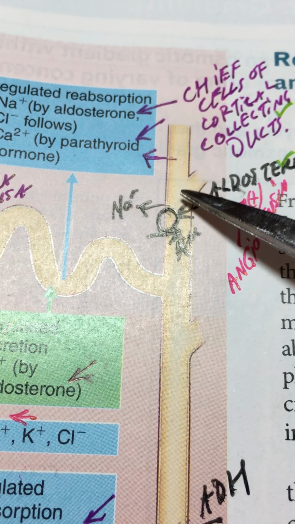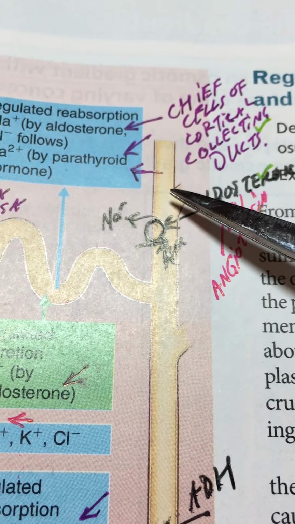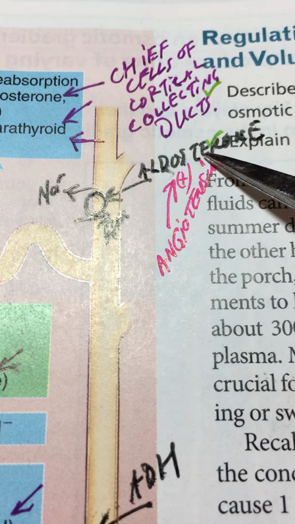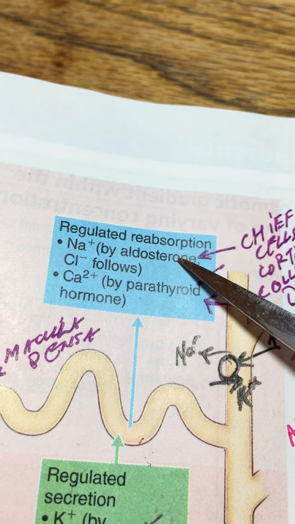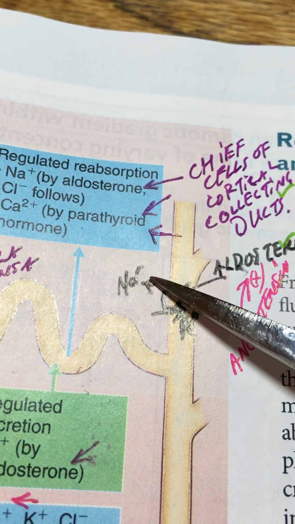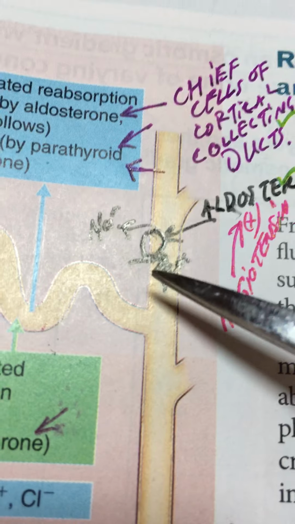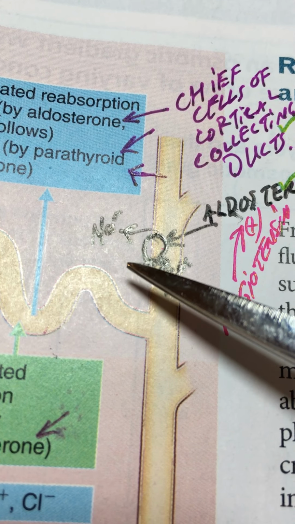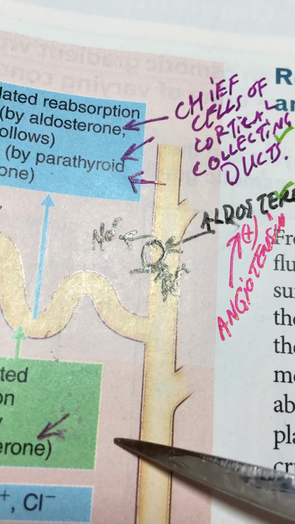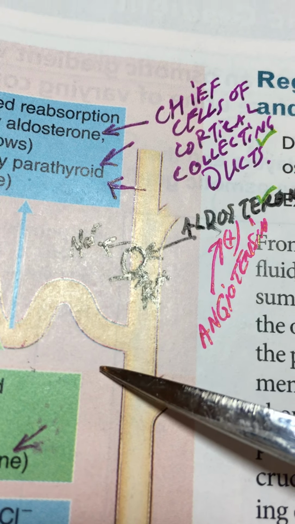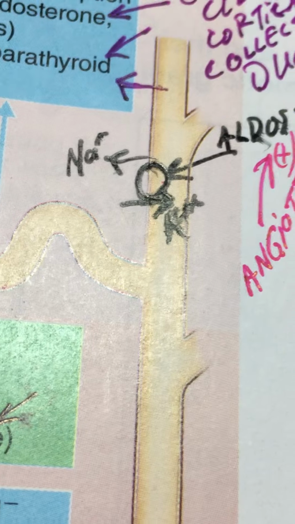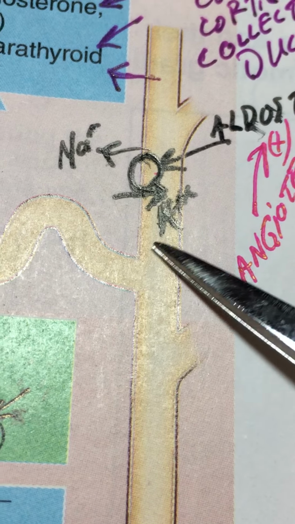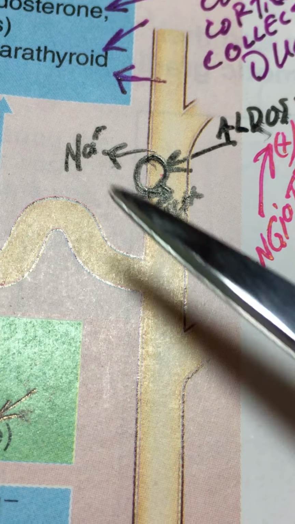This is supposed to be the chief cells of the cortical collecting duct right here, and aldosterone is acting upon that. And so basically we're getting reabsorption of sodium. Sodium comes out for two reasons. It's going to go back into the blood, but it's mostly going to go to the interstitial space here, and it's going to create tonicity. That's the important detail here, is we want tonicity. And then potassium is going to be exchanged for that sodium, just the way you like it.